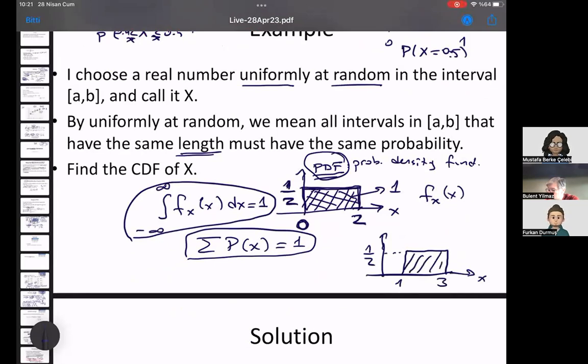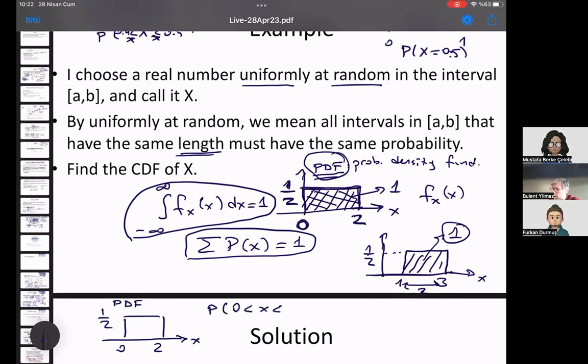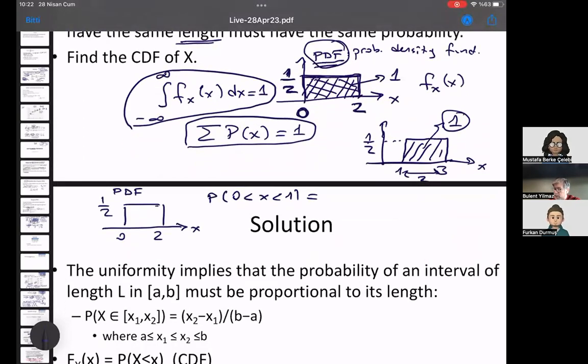So this part is 2. 2 times 1/2 should be equal to 1. The area should be equal to 1. So what does that mean? For example, if I have a random variable between 0 and 2, and this is 1/2, this is x, this is the PDF. What is the probability of obtaining a number between 0 and 1? And my random variable's range is between 0 and 2.